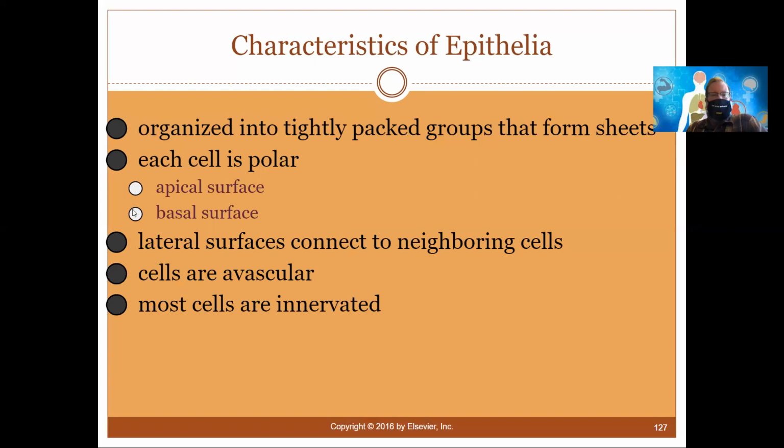Okay. Each cell is polar. That means it has poles, like a north pole and a south pole. It has a top and a bottom. Apical means the top or the superficial aspect of the cell. Apical is like the word apex, kind of the top of the cell. Basal means base. So the deep part of the cell would be called the base or the basal surface.